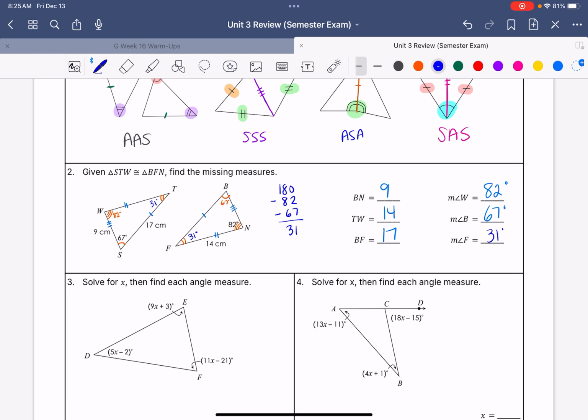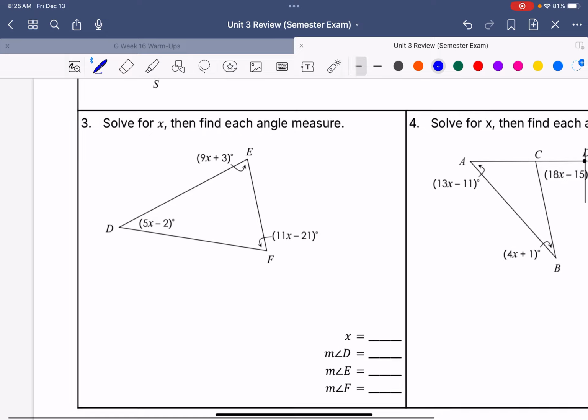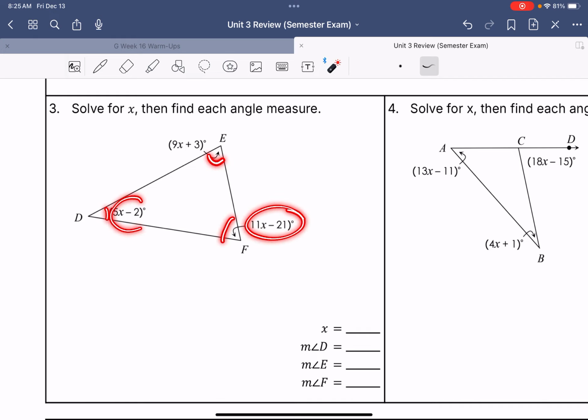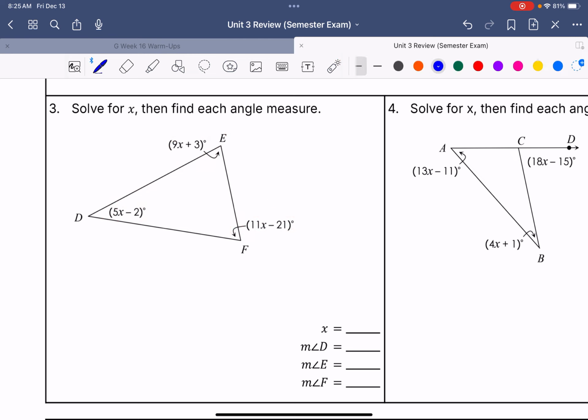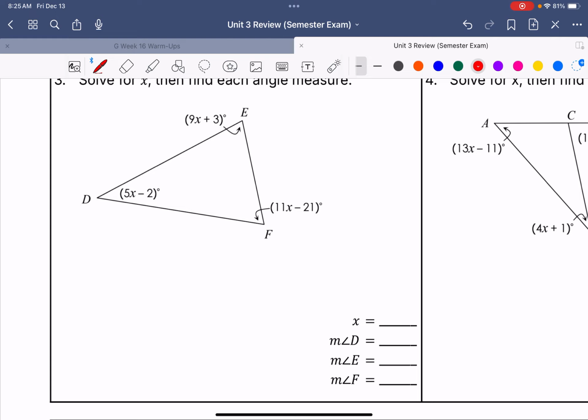Okay, number 3. So using that same rule that we know that triangles are equal to 180 degrees, they want us to solve for x and then also find the measurement of each angle. So all 3 angles are labeled with a little expression. We're going to add all of those together and make it equal 180. So 5x minus 2 plus 9x plus 3 plus 11x minus 21 is equal to 180.